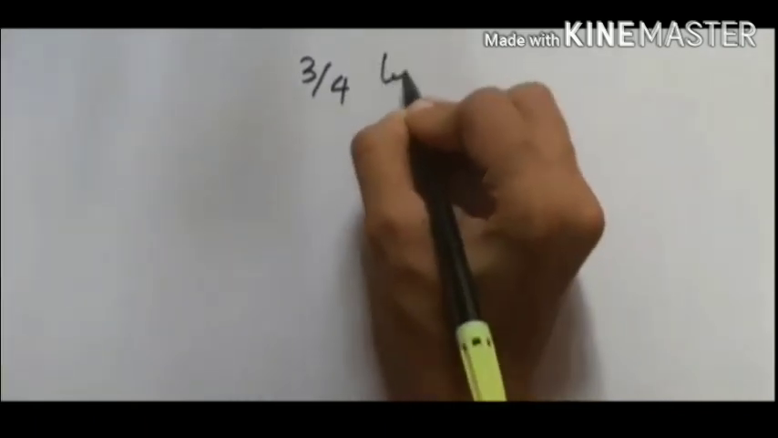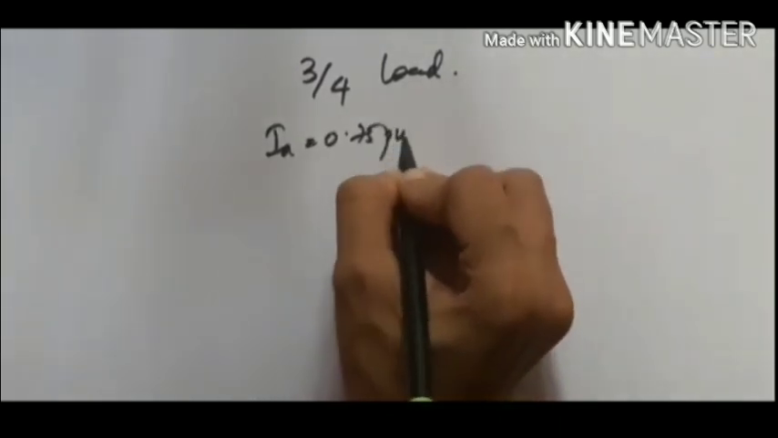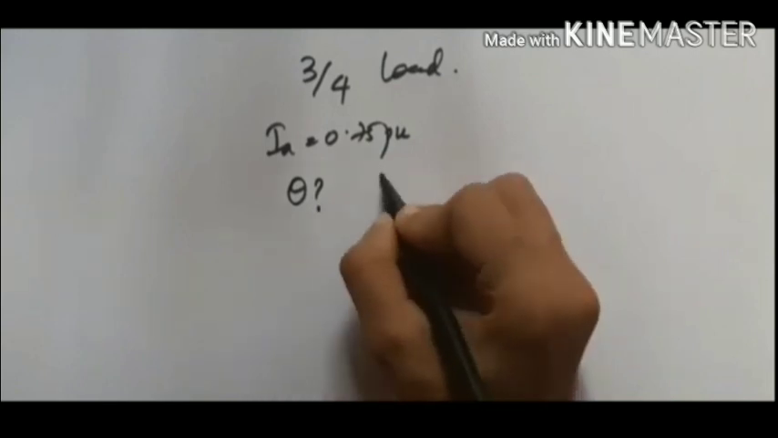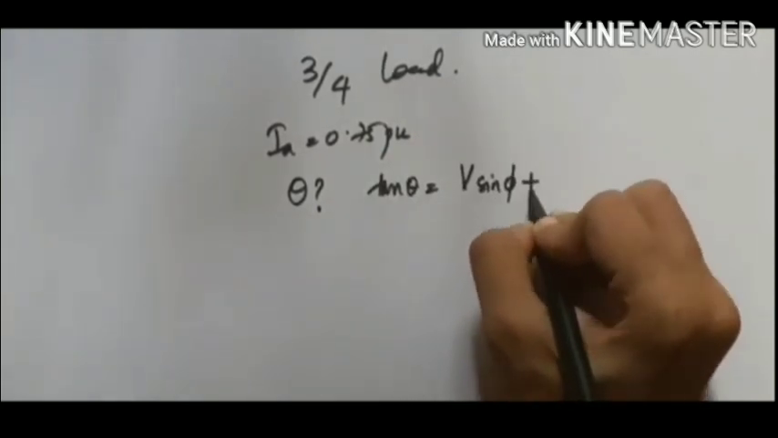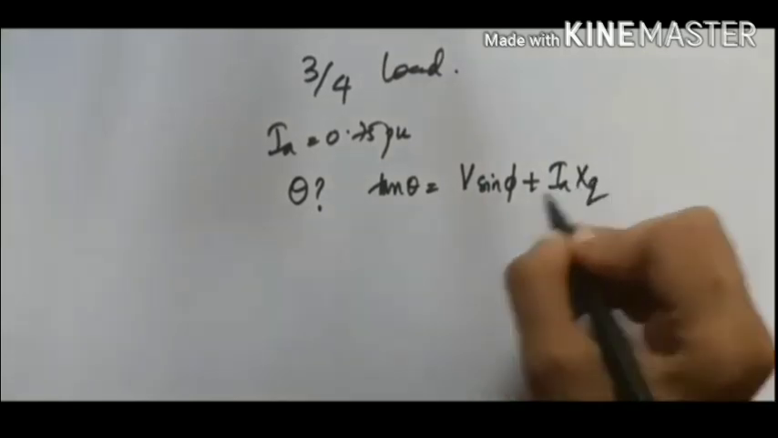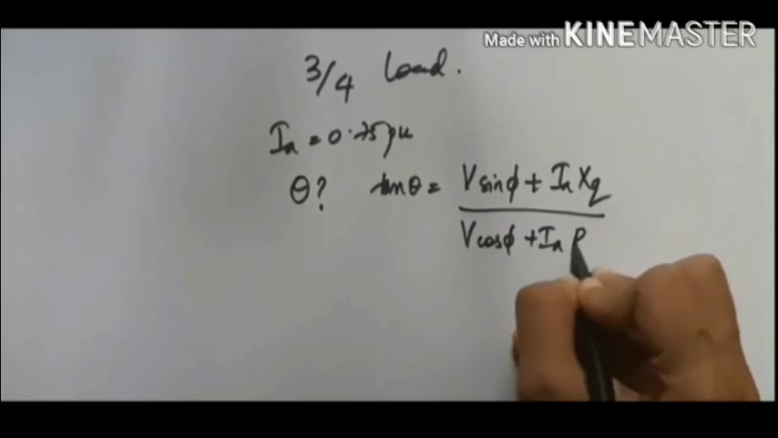Now moving on to the second part, that is 3/4 of the load. IA will be 0.75 per unit of the rated kVA, that is 3/4 of the per unit value. So we will begin with finding the angle theta, that is tan theta is equal to V sin phi plus IA XQ by V cos phi plus IA RA.